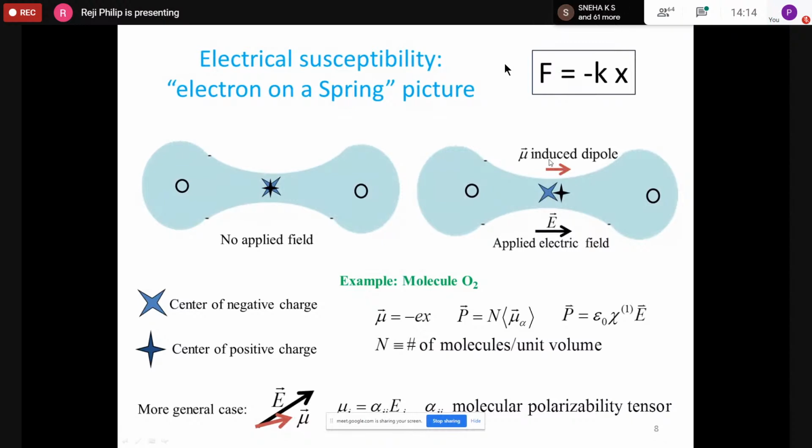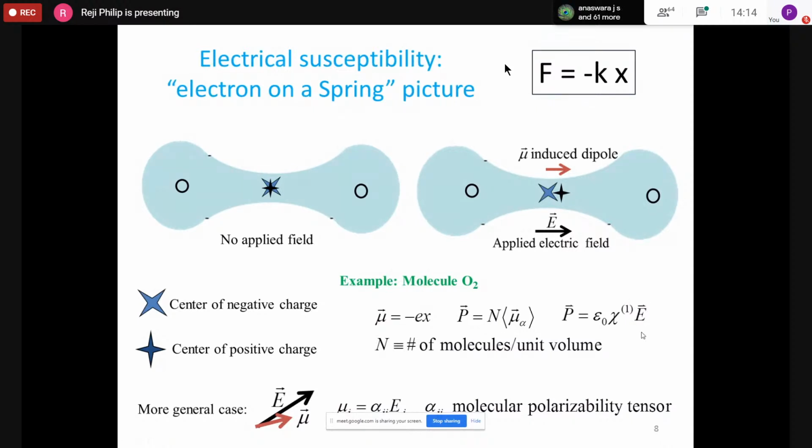So this is an induced electric dipole, and we can write the dipole moment, mu is equal to minus Ex. If you take the total number of molecules per unit volume, each molecule is a small electric dipole now, so you multiply the dipole moment of each molecule with the number of molecules per unit volume, that's the number density. That gives you the net polarization, net electric polarization. So this expression is also written in the form P is equal to epsilon naught chi1 E, where chi1 is the first order susceptibility of the material.